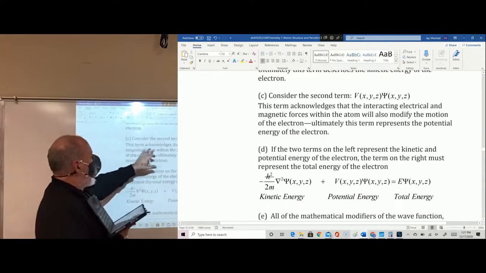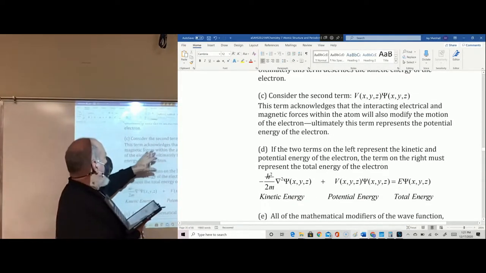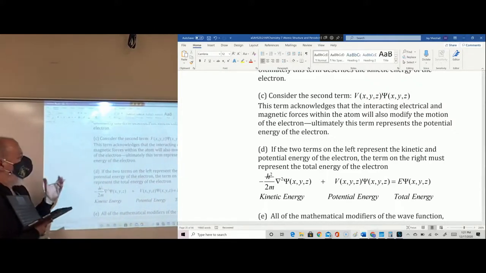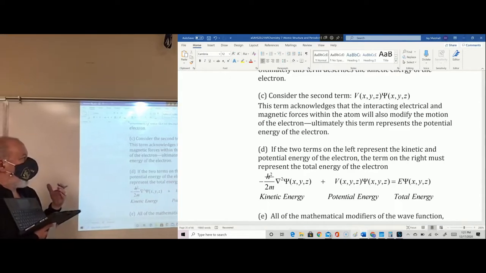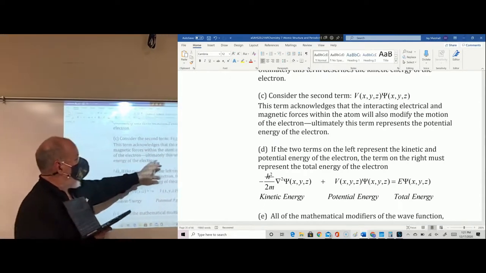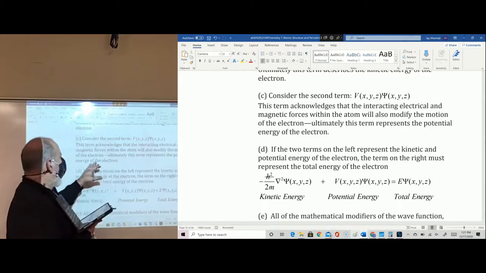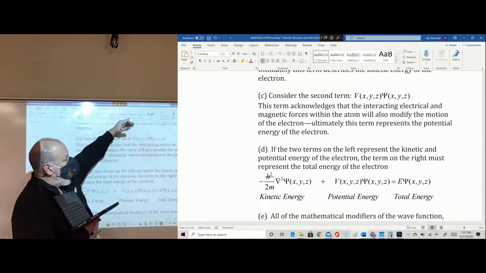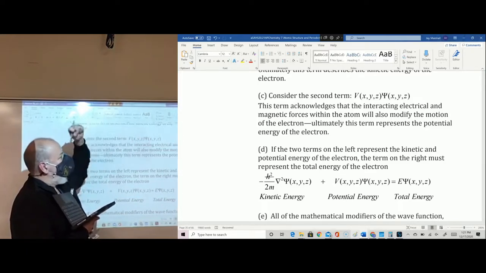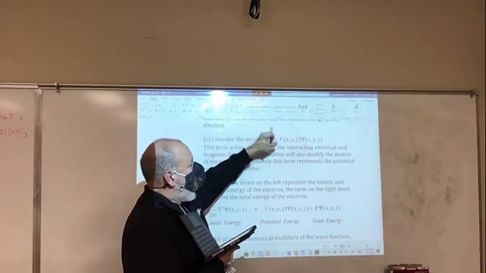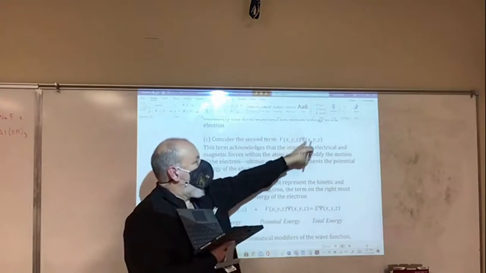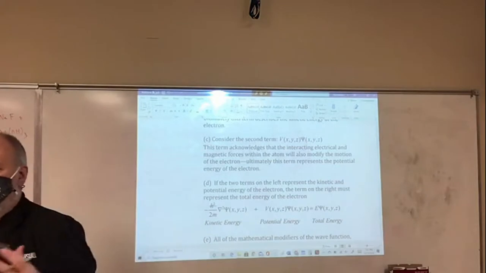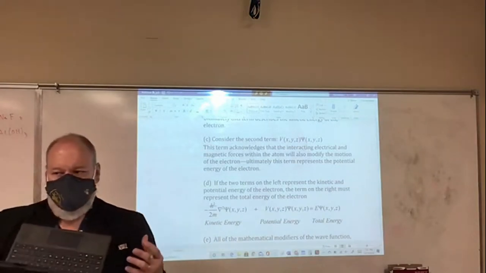Then the second term acknowledges that the interacting electrical and magnetic forces within the atom will also modify the motion of the electron. Ultimately, this term represents the potential energy of the electron. The first term says, this is how fast I'm going and this is the direction that I'm going in. This says, this is how all of the other electric fields and magnetic fields in the atom are going to interact with me and change my motion.